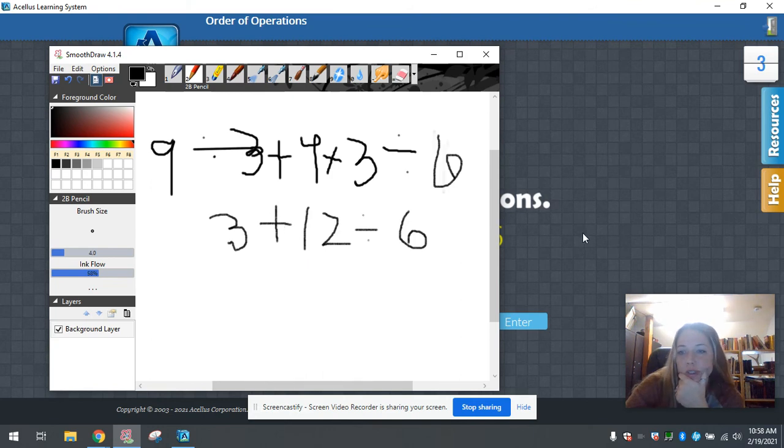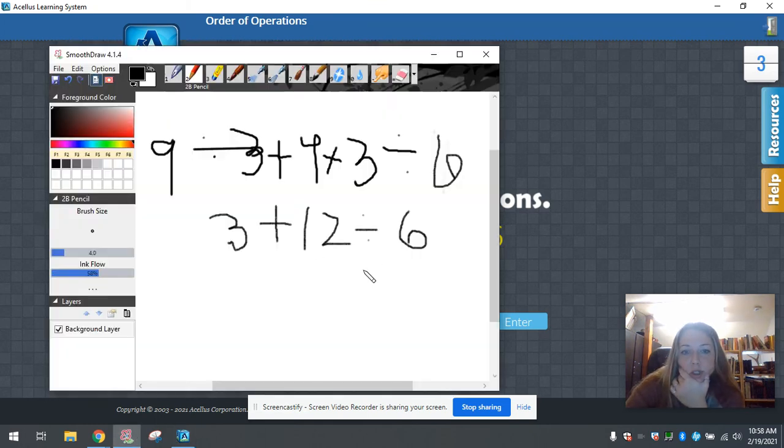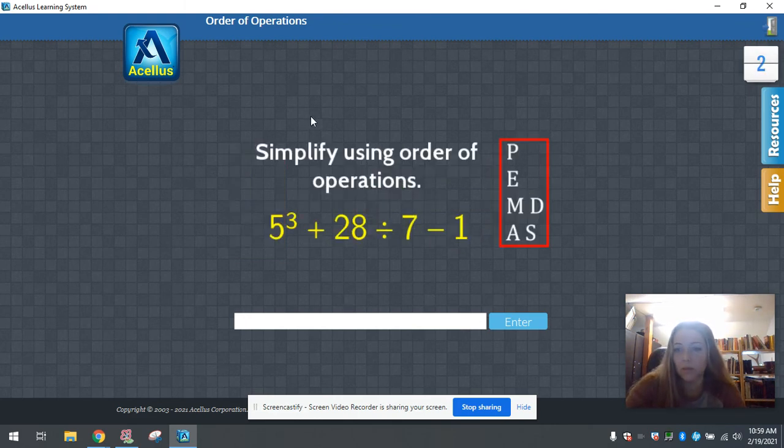Now I have only addition and division left as my operations. So I'm going to do, according to the steps, the division first, and then the addition. 12 divided by 6 is 2. Bring down the rest of the problem. Plus 3. Oh, geez. Is 5. Let's see if I got that one right. Yep. All right. Now we've got another exponent.